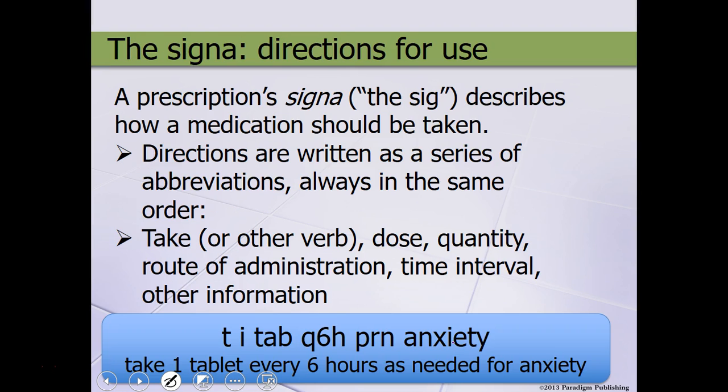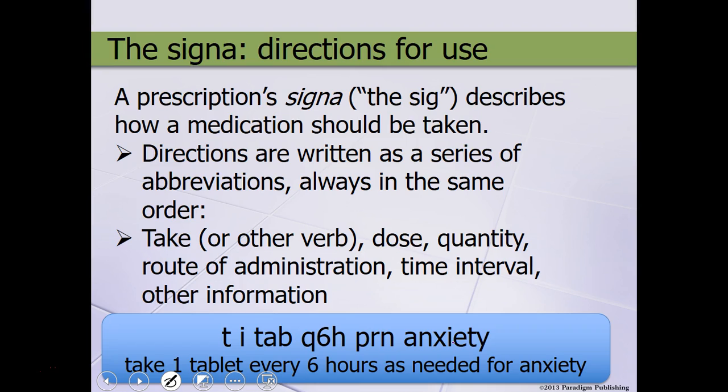The prescription SIGNA, which we call the SIG, describes how a medication should be taken. Directions are written as a series of abbreviations, which are known as SIG codes, always in the same order. So we apply take, or it could be another verb such as give, if it's a parent giving to a child, instill, if it's like eye drops or something like that, or insert. So that action verb, then the dose, the quantity, the route of administration, a time interval, and other information.